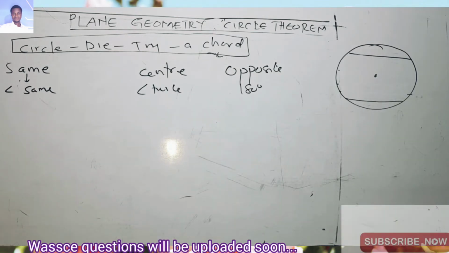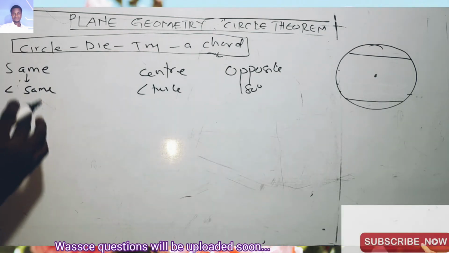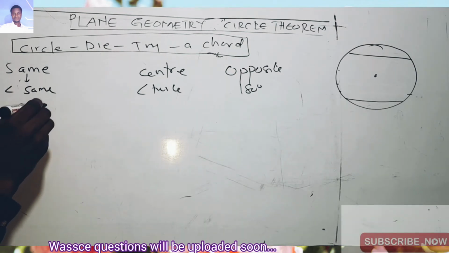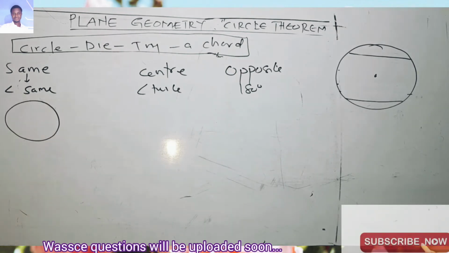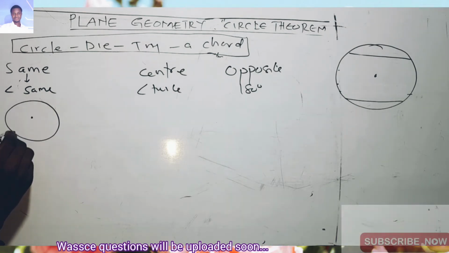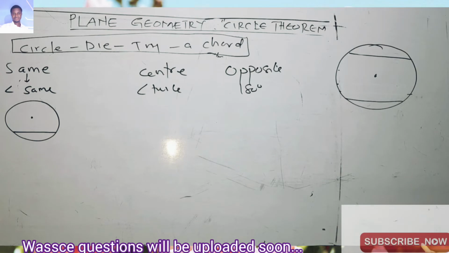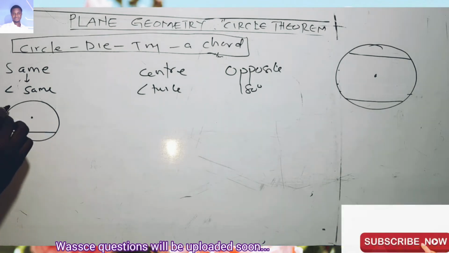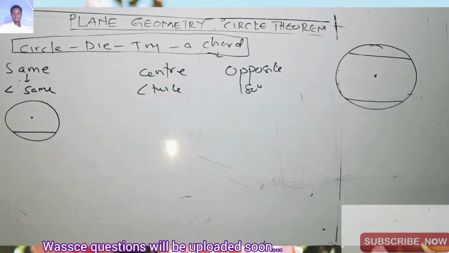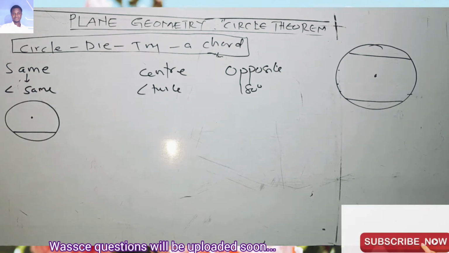So let's look at the chord now. How would they draw chords that are the same? I'm going to give you 3 scenarios here. First of all, let's say this is a circle, and this is the center. This line here becomes a chord. So we are saying that anywhere this chord forms an angle at the circumference, the angle should be the same. That's one thing we want to know.